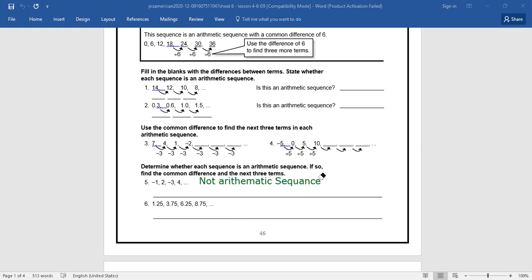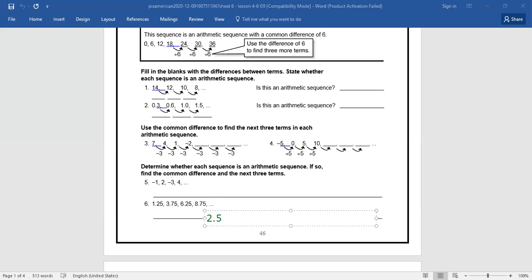Let's move to the next question. Thank you. Who will answer the next question? Hannah, okay, go on. It is an arithmetic sequence because there is a common difference between them all, which is 2.5. When we subtract 1.25 from 3.75, it will be 2.5. Thank you. Then it's an arithmetic sequence.